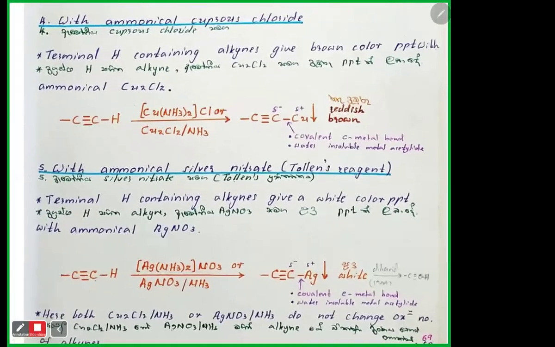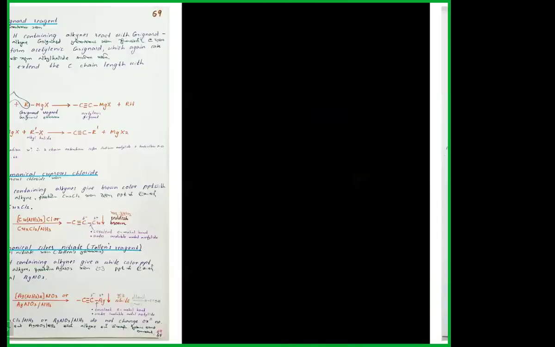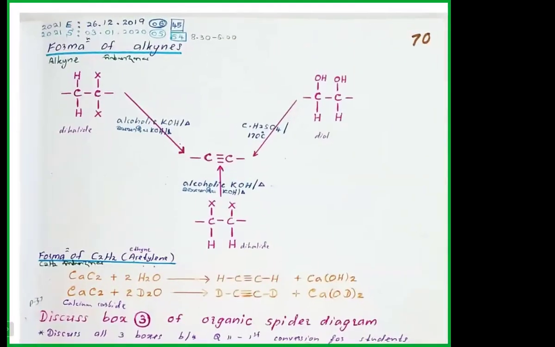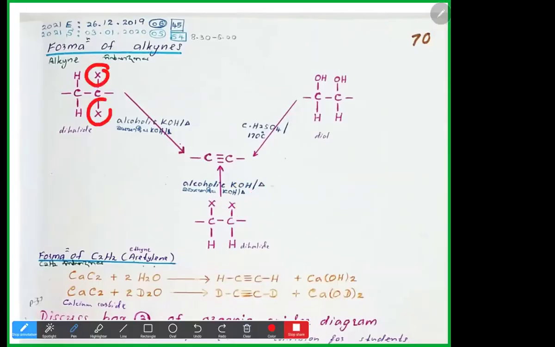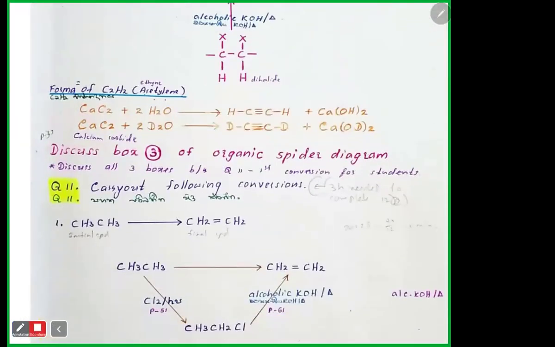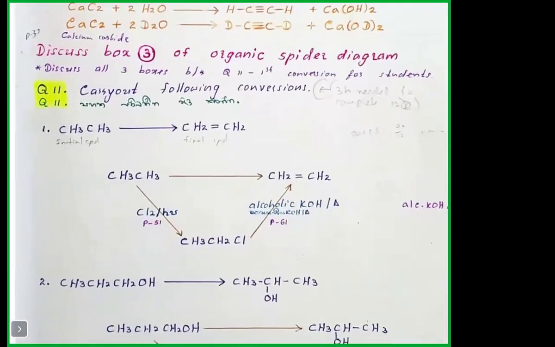Then these two, 4 and 5, ammoniacal cuprous chloride and ammoniacal silver nitrate, both are identification tests. With these two, they make covalent bonds with copper and silver. Copper gives a red-brown precipitate, silver a white precipitate. Formation of alkyne: to make 2 pi bonds, you are supposed to have either 2 halogens or 2 hydroxyl groups. You know what reagents to add. Then formation of C2H2 I've given because it's not in unit 14 now.